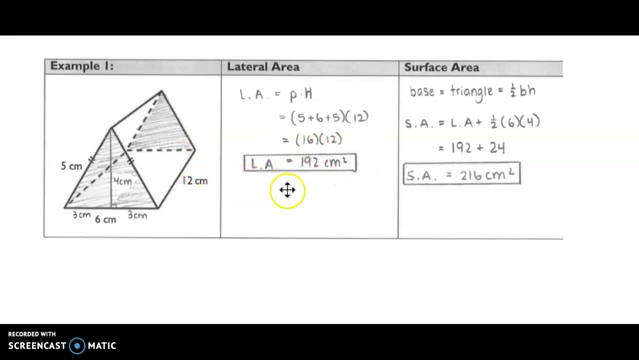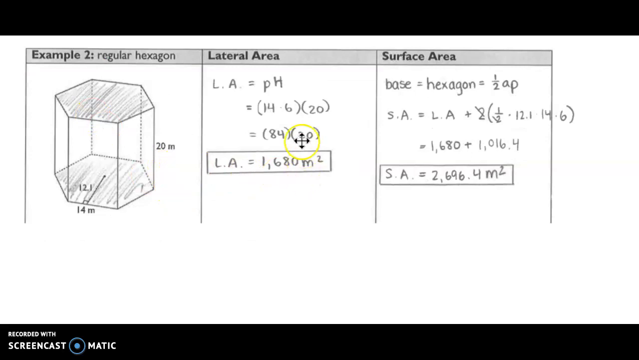Okay, so the lateral area is 192 centimeters squared. Don't forget the units. And then the surface area would be the lateral area, 192, plus the two areas of the triangle. So now you have to incorporate the triangle formula, 1/2 base times height.